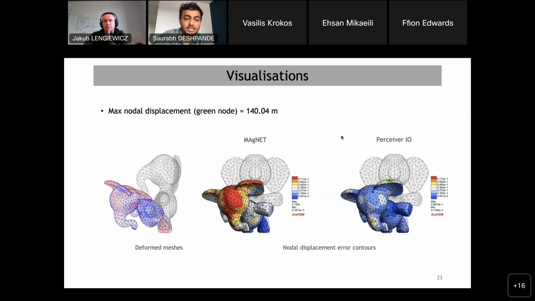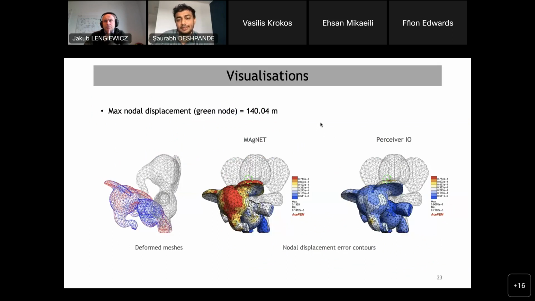Similar visualization for the 3D elephant problem. Again, we are applying a body force, and the green node has a displacement of 140 meters, and you can see that the errors are quite low compared to this number, falling much below 1%.